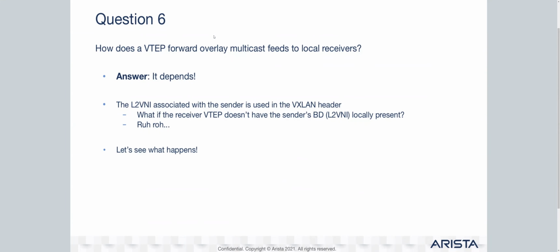So the next thing is, how does the VTAP forward those received feeds to its local receivers? And the answer, as we just saw, is it depends. The question was a perfect setup, actually, so thank you, whoever asked that. The L2 VNI associated with the sender is used in the VXLAN header. So what if that receiver VTAP doesn't have that VNI locally present? Someone put Uh-oh here, whoever that was. Thank you. What other Easter eggs await us? But let's go ahead and jump in and see what happens. How do we handle this?